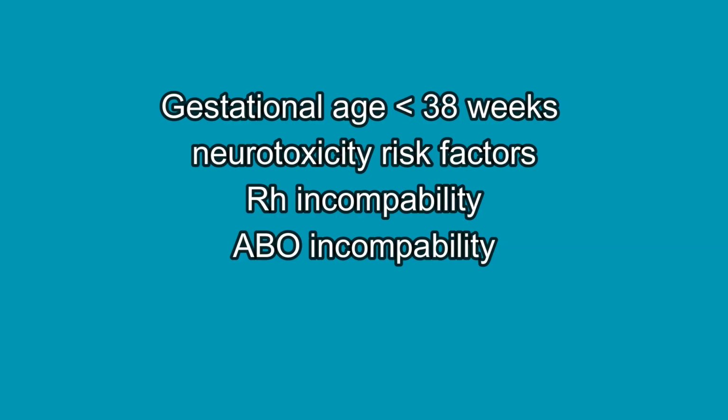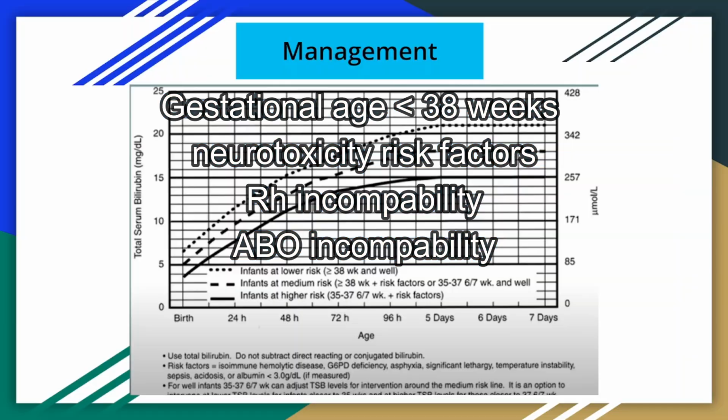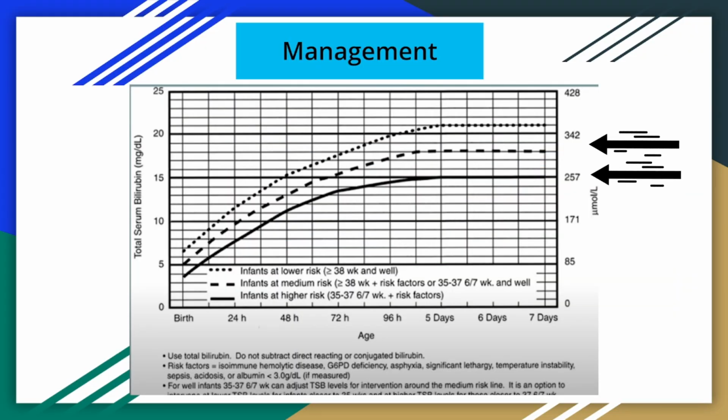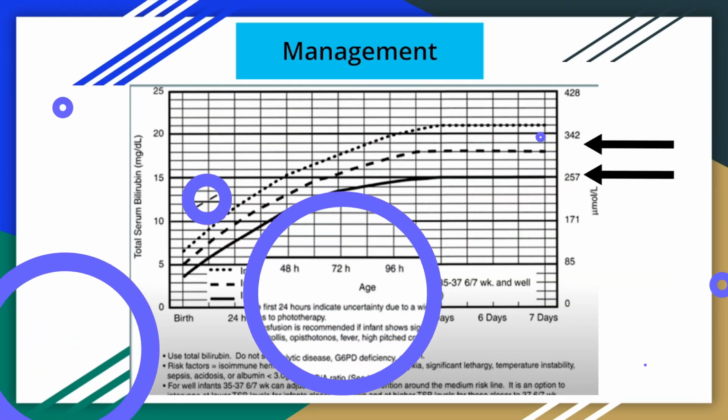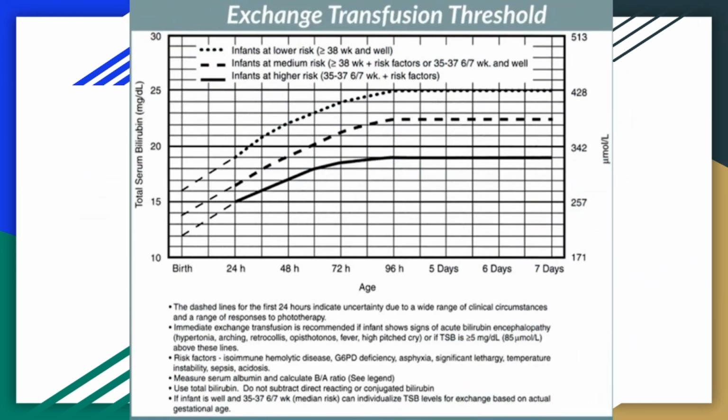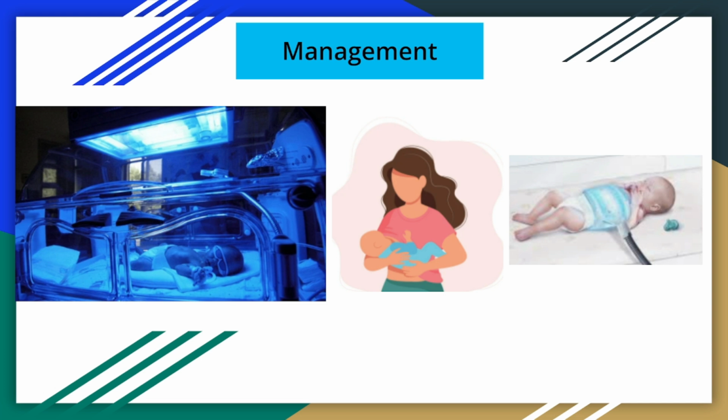A gestational age of less than 38 weeks, or the presence of neurotoxicity risk factors such as isoimmune hemolytic disorder or ABO incompatibility, should prompt the infant to be evaluated on the medium or high risk curves. When calculating a patient's phototherapy threshold, it is good practice to determine the exchange transfusion threshold, which can be done on the nomogram. Management. The cornerstone of treating hyperbilirubinemia is phototherapy and feeding.